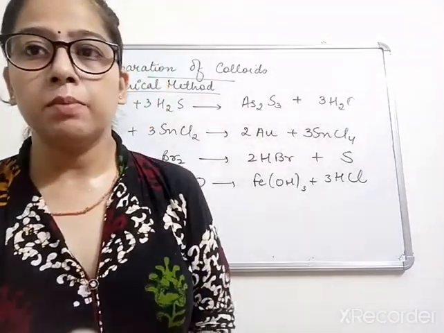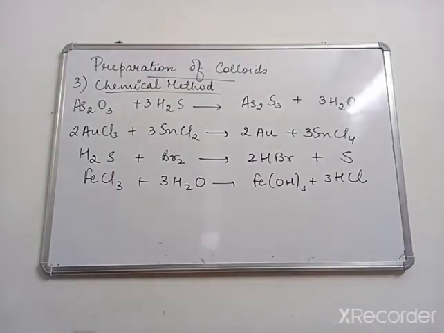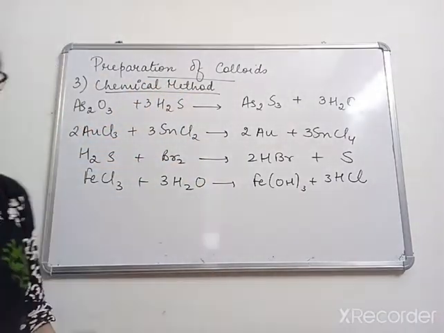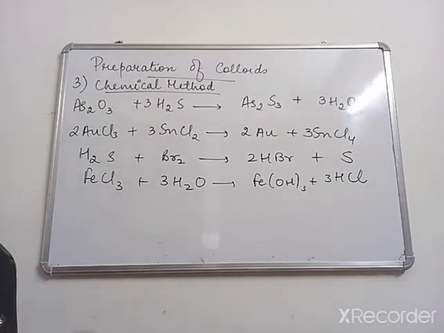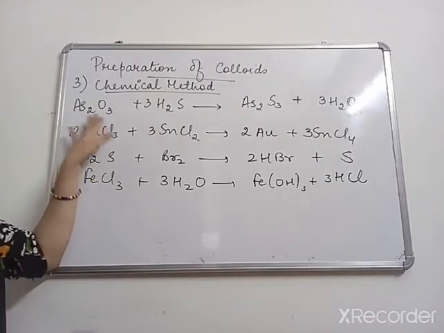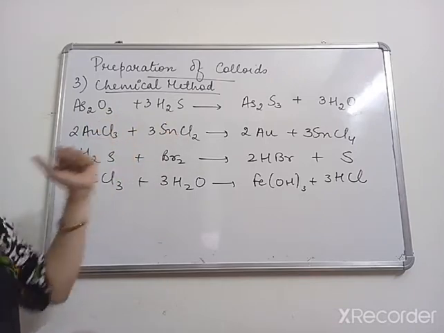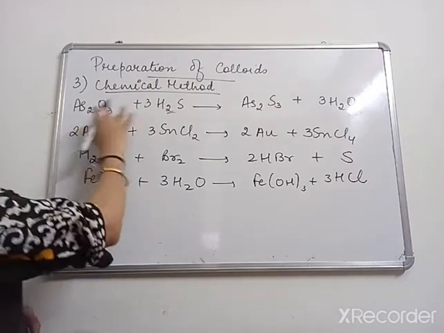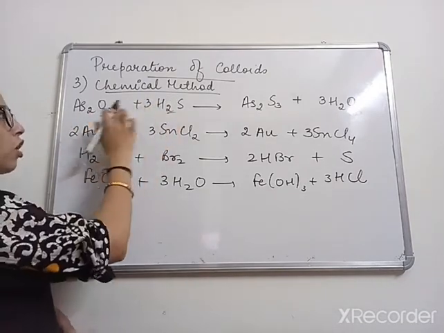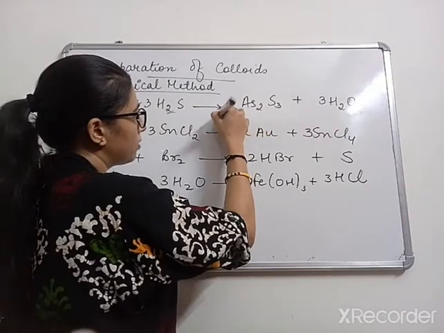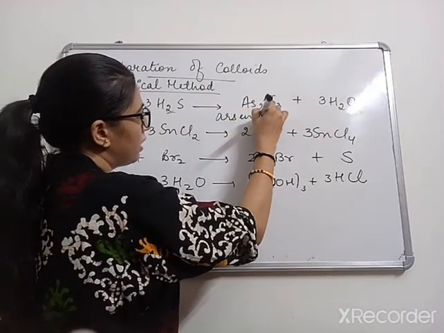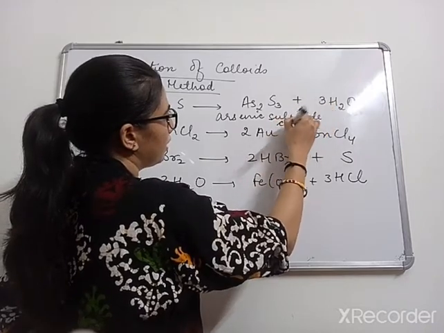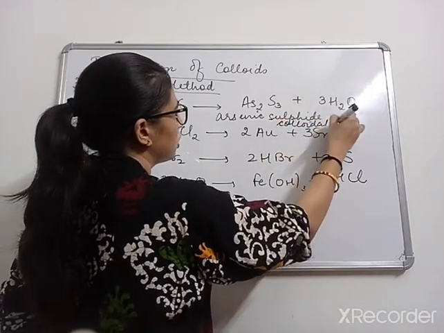Now the next method by which we can make a colloid is by chemical method. So a few chemical reactions we can do and we can make colloids. One example, the first reaction that you see, is arsenic oxide. When you react it with hydrogen sulfide, there is a double displacement reaction, basically a double decomposition reaction taking place, oxygen and sulfur interchange, and you get arsenic sulfide and water, and arsenic sulfide is a colloidal solution.